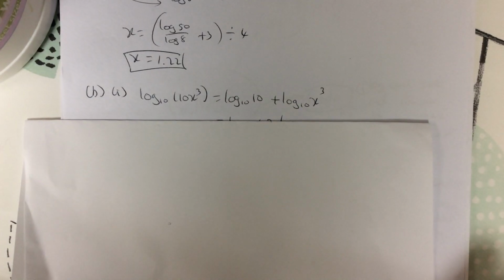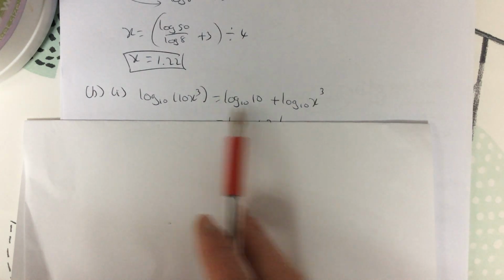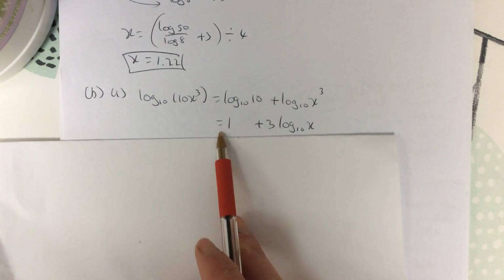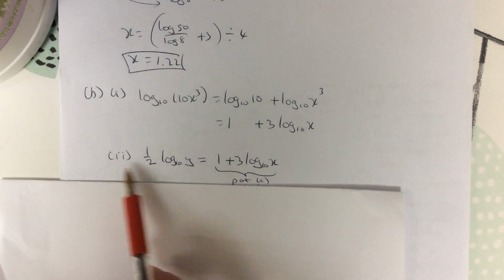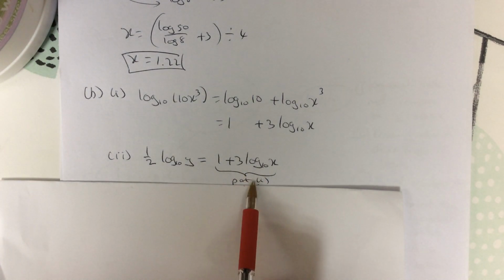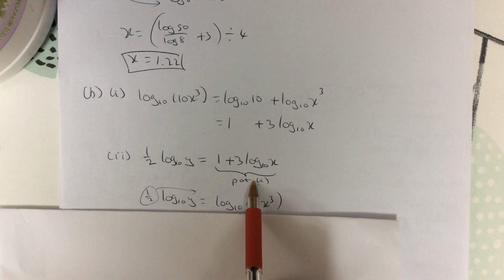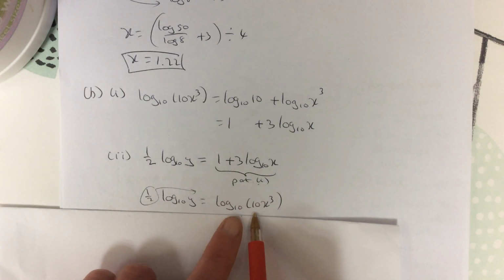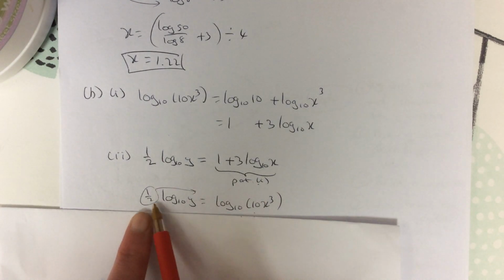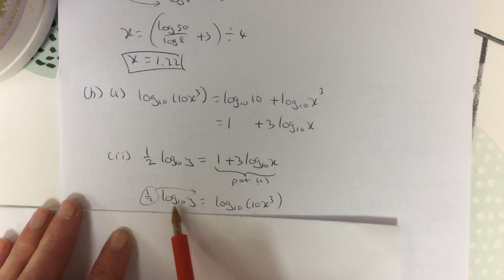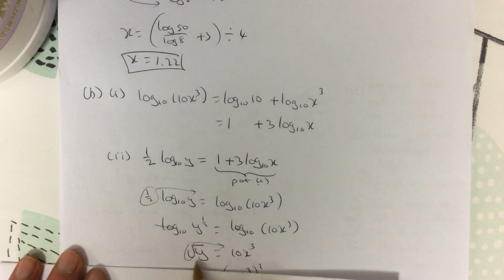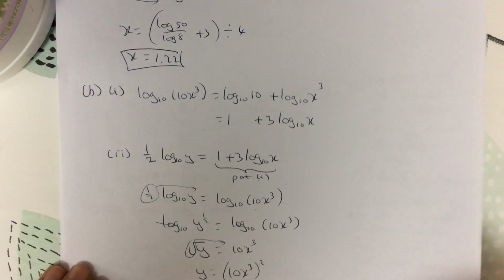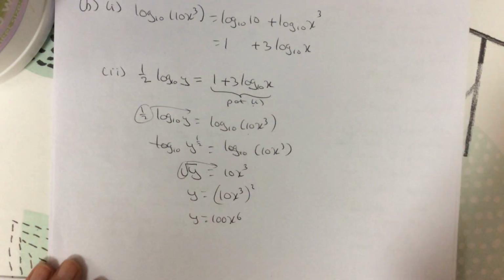Part B. So, separate them out into additions. Log 10 of 10 is 1, power goes to the front, that's you. Part 2. This one is part 1. So if you take your part 1 and put it in there, you see what I'm doing? This part goes up to the top, leaving me a log 10 equals a log 10. Those log 10s can just knock off. So I've got the square root of y equals 10x cubed. So y equals 10x cubed squared, 100x to the 6.